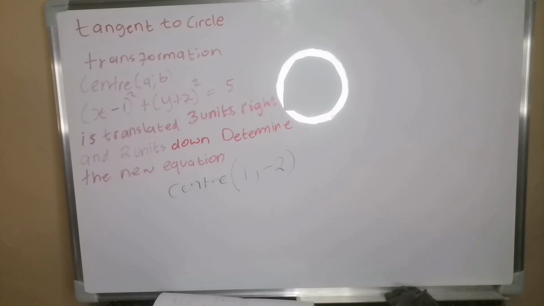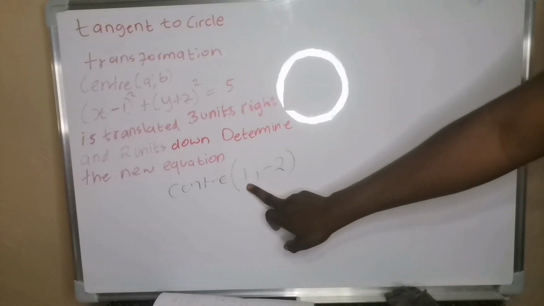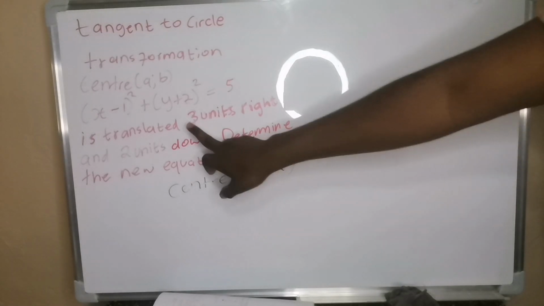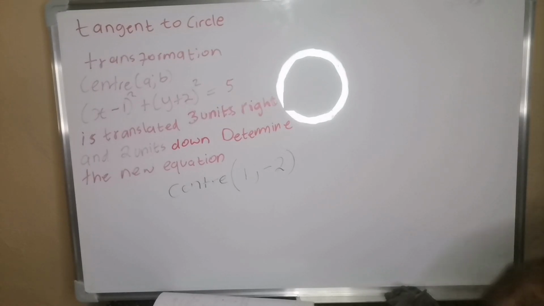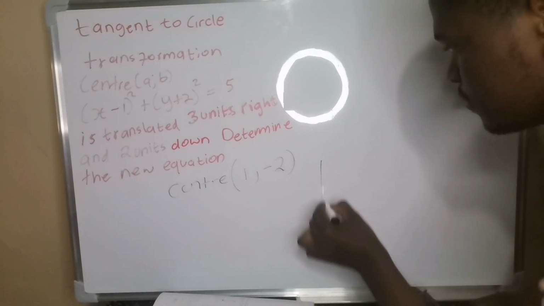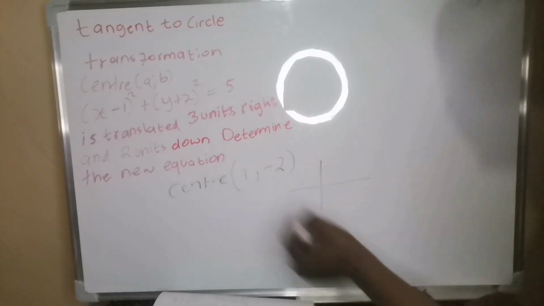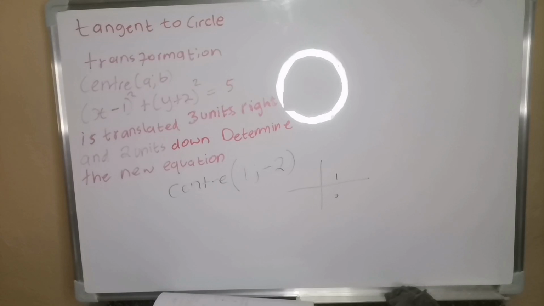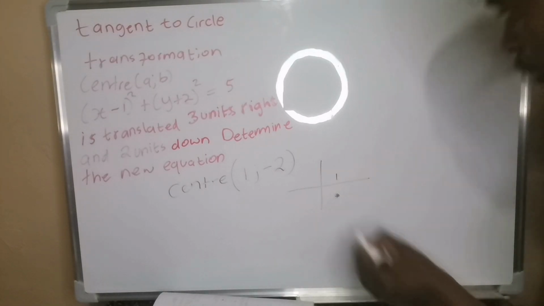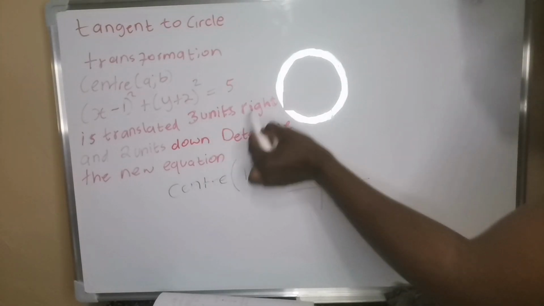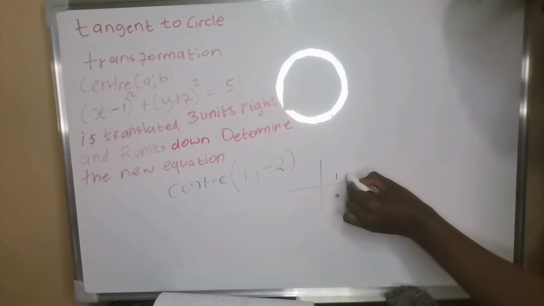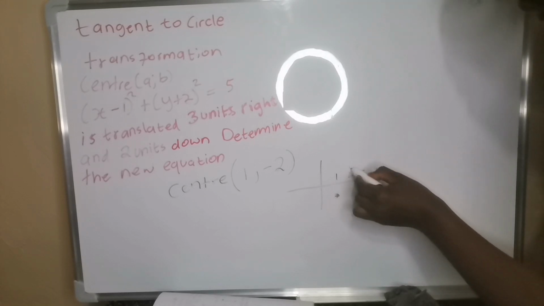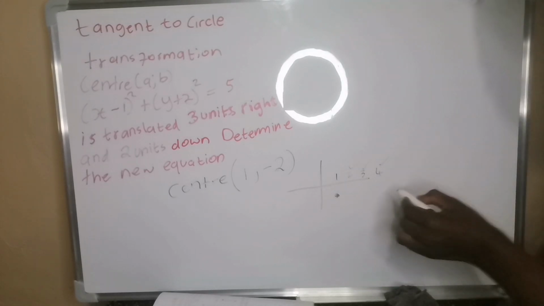Hope you can see it. So if the coordinates of our center is 1 and negative 2, they say 3 units to the right. That means, remember, if you draw a Cartesian plane here and plot this point, we're going to have 1 and negative 2 here. Here's our 1. 3 units to the right, we talk about our x. 1, 2, 3 units to the right. That means we have 4.